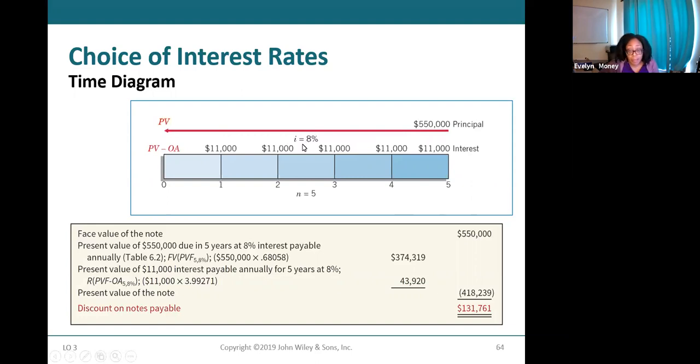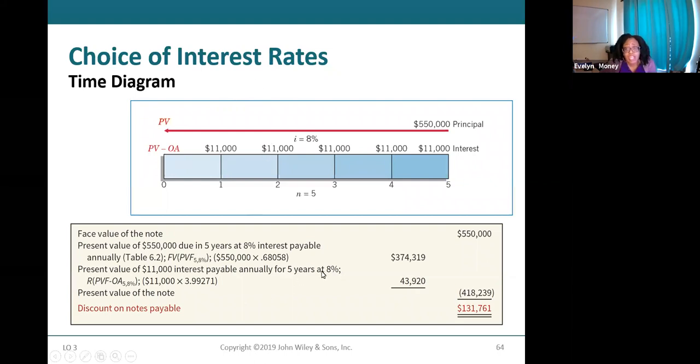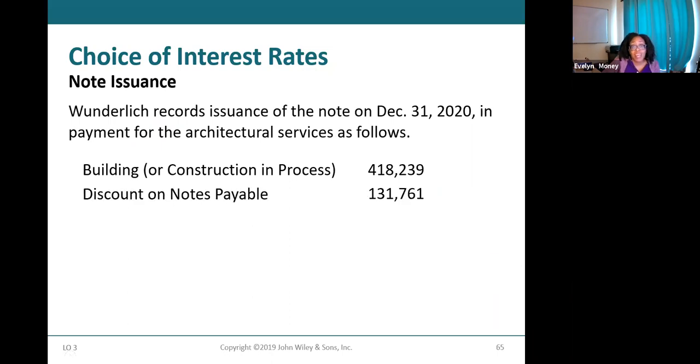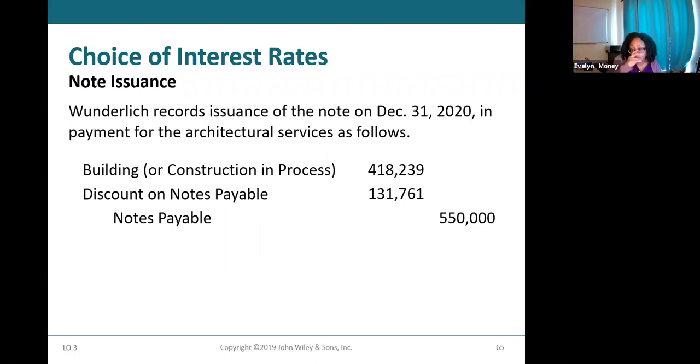The discount rate is going to be the 8%. And we need to find the present value of all future cash flows. That includes the principal and the interest, because remember, there was an interest rate. It was 2%, super low, but an interest rate nonetheless. So when we find the present value of this note, we see that that number is lower than the face value. When we do this entry, we're going to assign the value of the architectural services. We're going to assign that as the 418, or the present value of the note, using that prevailing rate of interest of 8%.